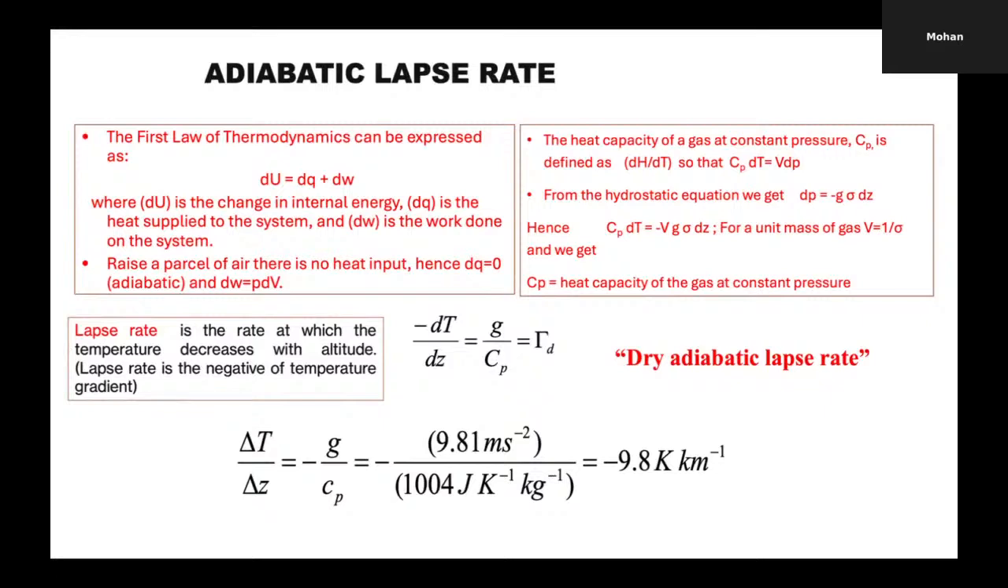So you end up with 9.8 Kelvin per kilometer, so it is approximately 10. The dry adiabatic lapse rate, people normally take as 10 Kelvin per kilometer. So each kilometer, the temperature changes by 10 degrees. If this happens in your sounding, or if you see it in the real atmosphere, then you can say that the atmosphere is a dry adiabatic atmosphere. There is no moisture.